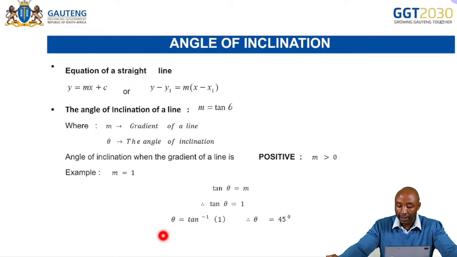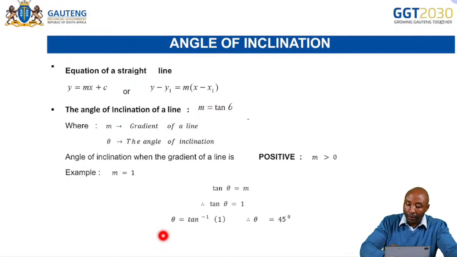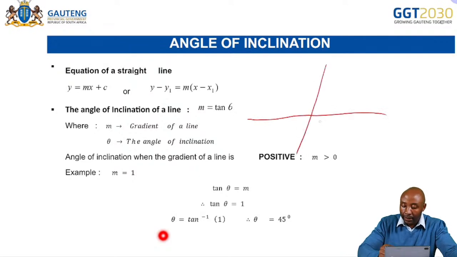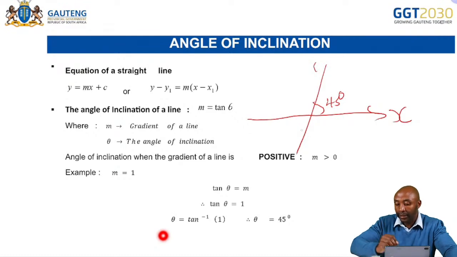This is just an indication, an example using gradient of 1, and the gradient is positive, and we just shift, tan inverse, put your gradient, and we'll get our theta is 45 degrees. That will be our angle of inclination. It means in this particular instance, that's our x, that's our line, and we get our angle of 45 degrees there. As you can see, this is an increasing line. It will always have a positive gradient.